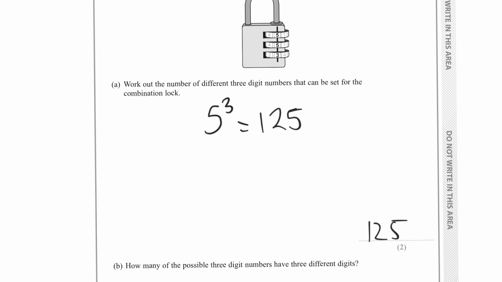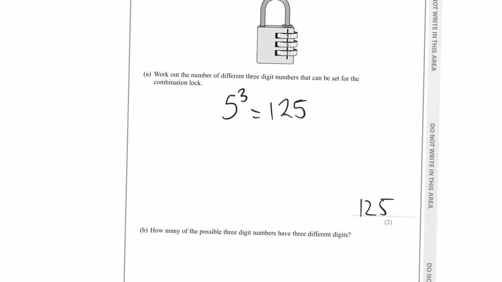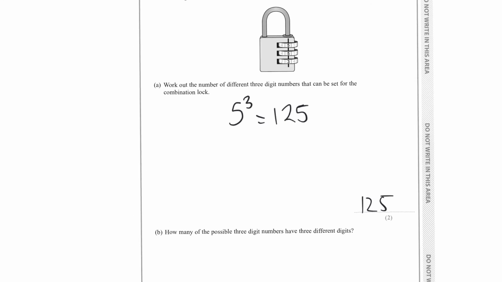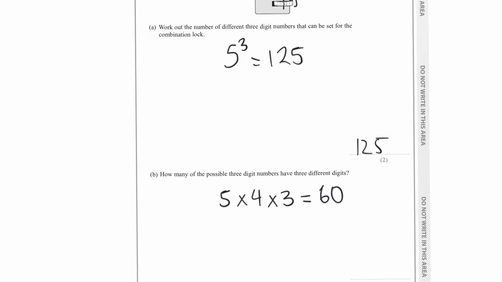Then to work out part B, which says how many possible 3-digit numbers have 3 different digits. Before we were just working out the number of different 3-digit numbers, so that was your total combinations. But for those that just have different digits, you would always do your total number, which is 5, times 1 less than that, times 1 less than that, because we've got 3 numbers that we can put in. That would give you an answer of 60. So these are shortcuts for these questions, essentially.